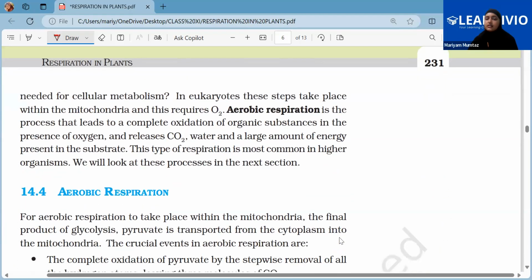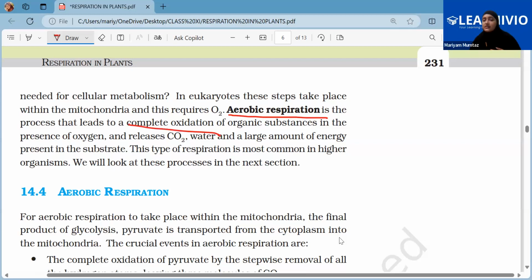Now, for us higher organisms, for all the eukaryotes, like the multicellular eukaryotic organisms, they need oxygen. We know that. And they need oxygen for respiration or release of energy. And that process is aerobic respiration. It is the process that leads to the complete oxidation.